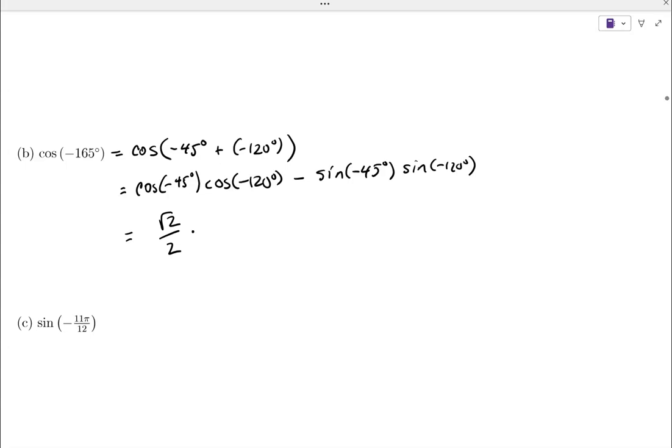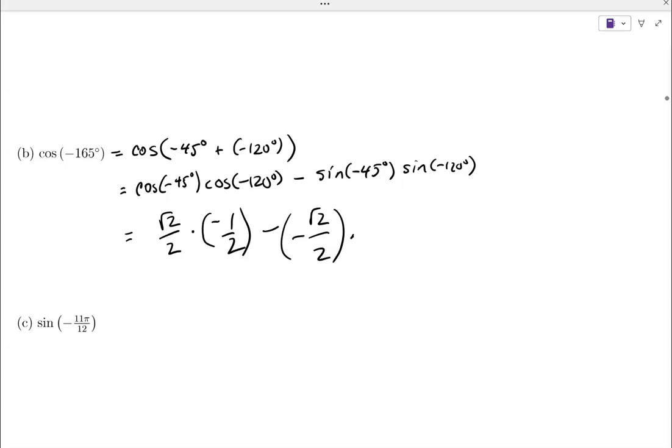Cosine of 60 is 1/2. Yep. Cosine of 60 is 1/2. Negative 120 is over in quadrant 3, so it'll be negative. Good. Sine of 45 is root 2 over 2. We're in quadrant 4, though, so it'll be negative.